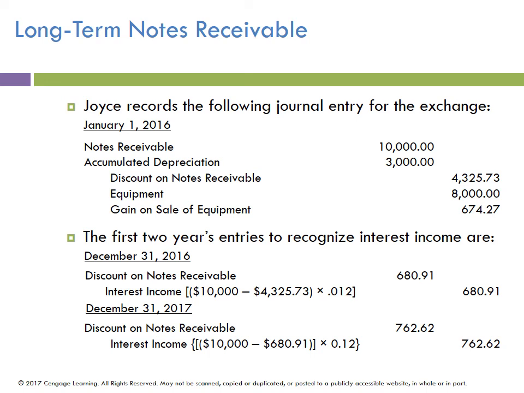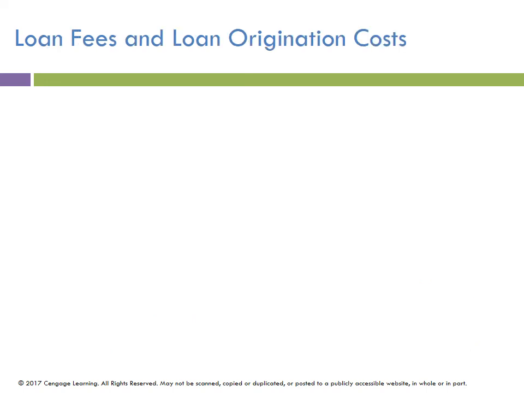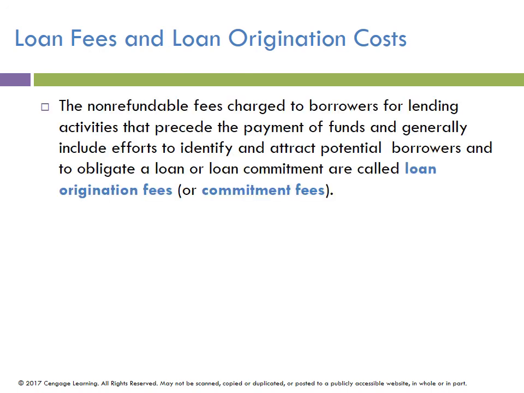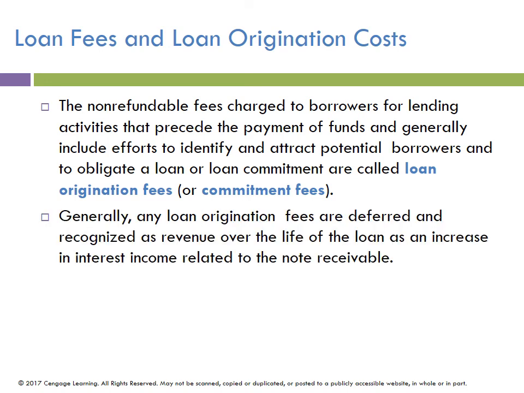You'll recognize it by debiting the discount, so you're reducing this discount on notes receivable, and crediting interest income. And you'll do that for each one through the life of the loan. The non-refundable fees charged to borrowers for lending activities that precede the payment of funds and generally include efforts to identify and track potential borrowers are loan origination fees. Generally, any loan fees are deferred and recognized as income. So if you charge someone these, they're recognized over the life of the loan. They're like an unearned revenue.